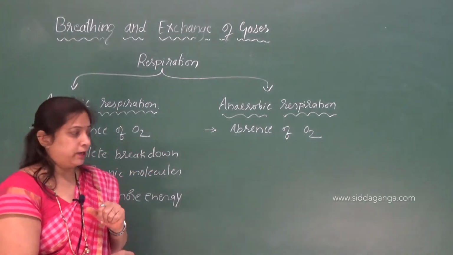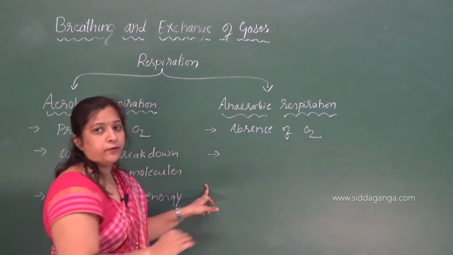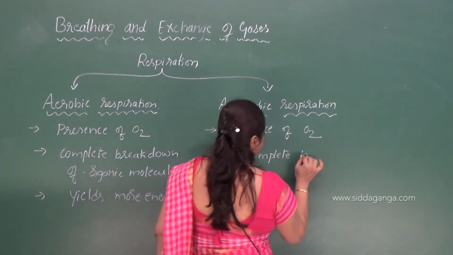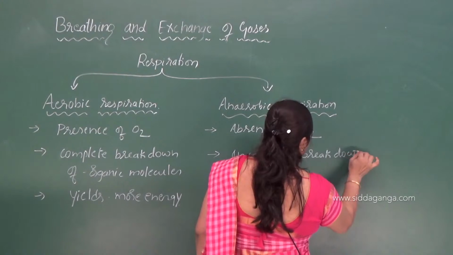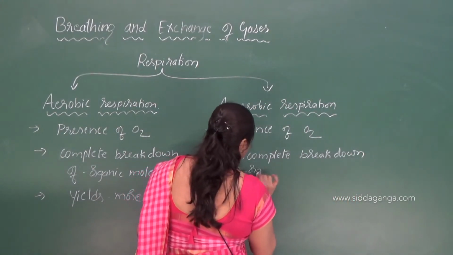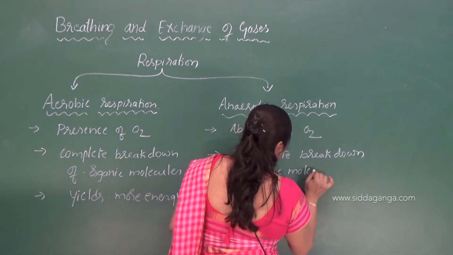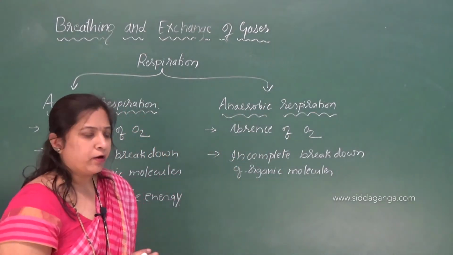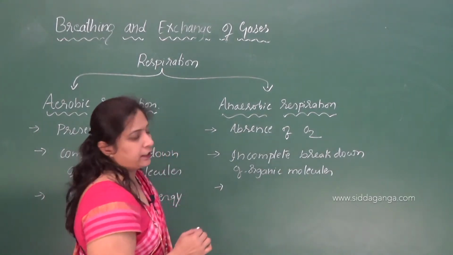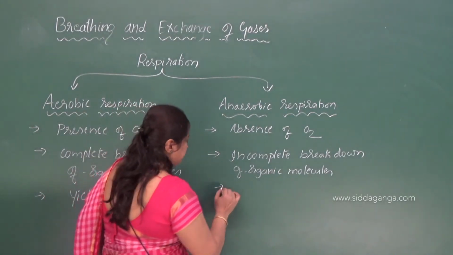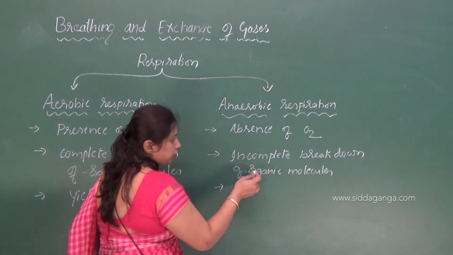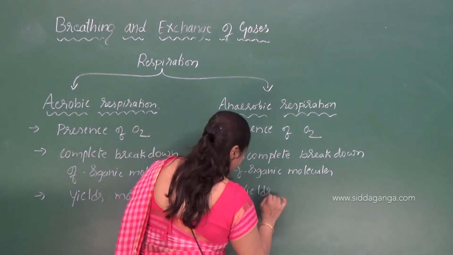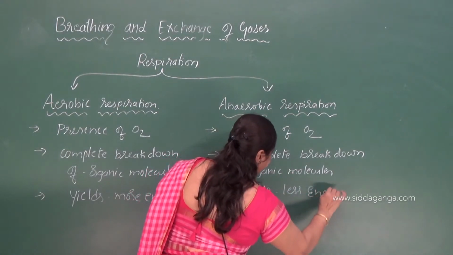Whereas in anaerobic respiration, there is an incomplete breakdown of organic molecules. Due to this incomplete breakdown, this type of respiration produces less energy. As the organic nutrients are not completely broken down, it yields less energy.